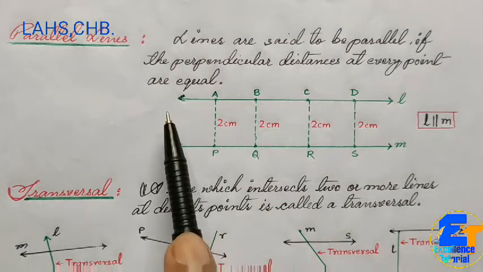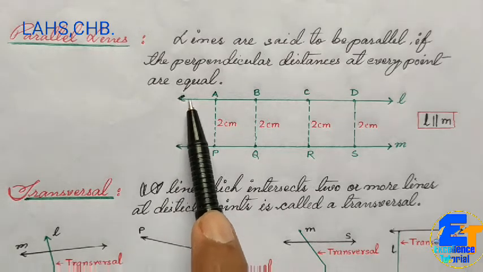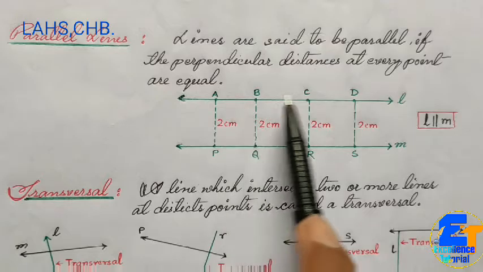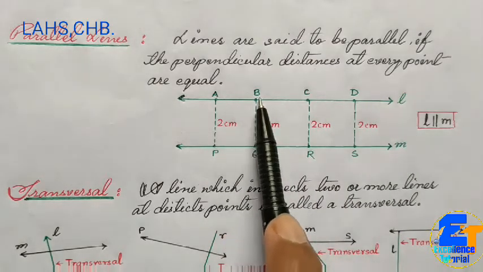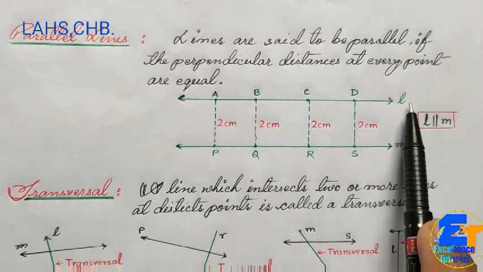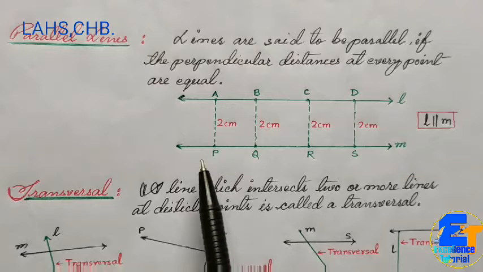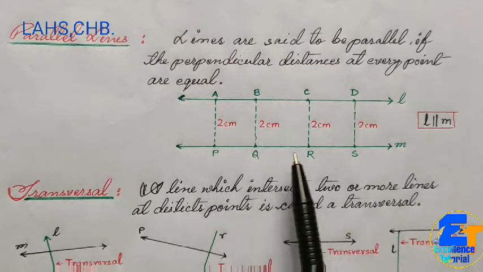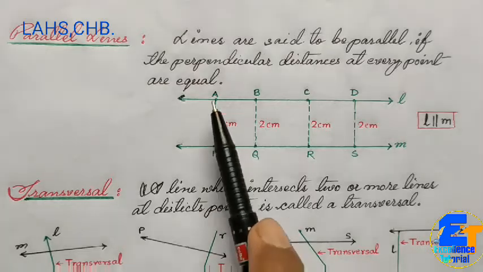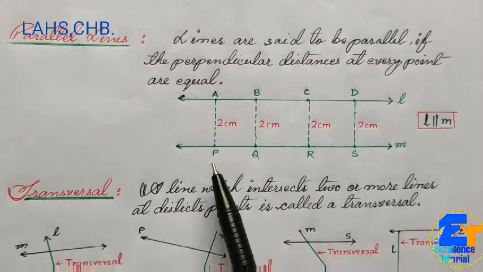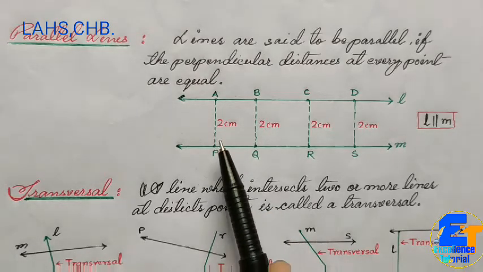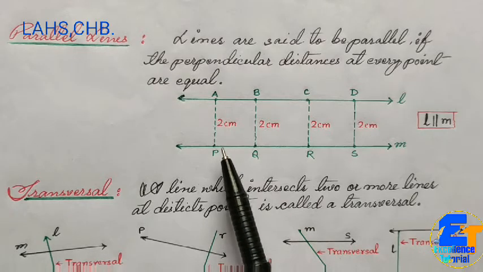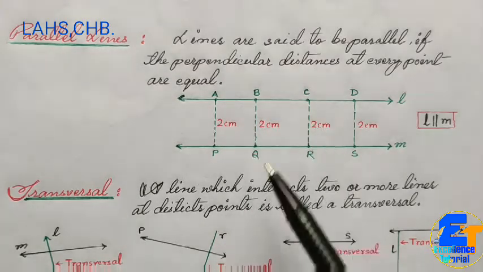You can see in the diagram I have two lines. This is line L and this is line M, and we have taken four points A, B, C, D on the first line, that is on line L, and in the same way on line M we have taken four points P, Q, R, S, such that A and P are perpendicular to each other. That means at this point they are making an angle of 90 degrees. This is the definition of perpendicular.